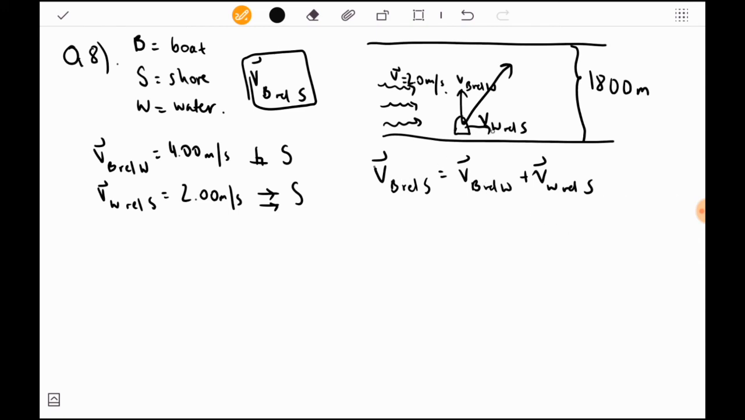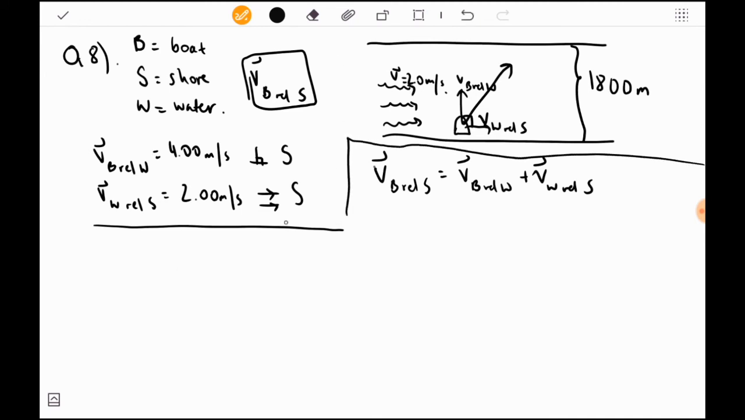So because this is a vector sum, we need to add them vectorially. And happily enough, these will be perpendicular because we're told this is perpendicular to the bank and this is parallel to the bank. So to find the magnitude of the velocity of the boat relative to the shore, we can just use Pythagoras. So just draw a little line under here, because this is all information that we know, and this is all going to be information we'll find out.